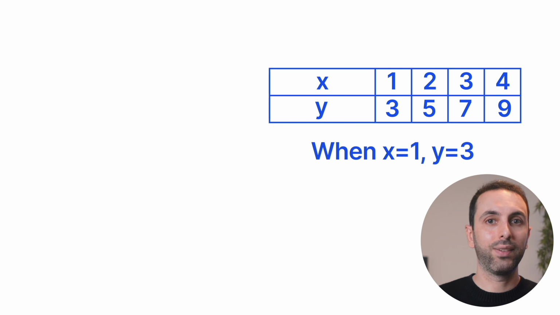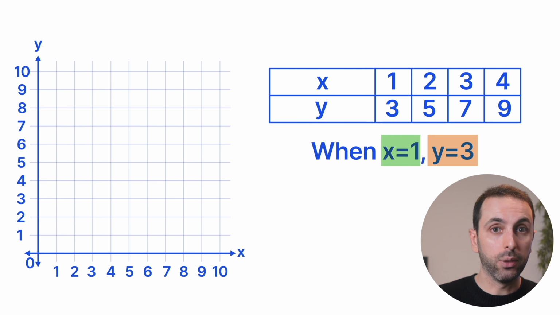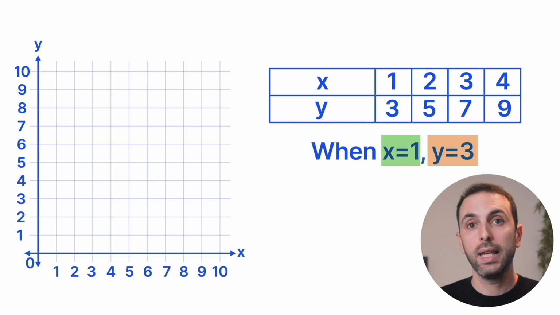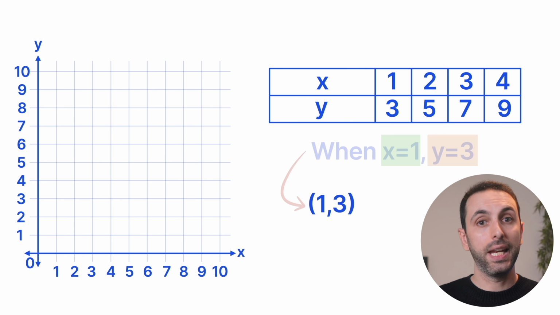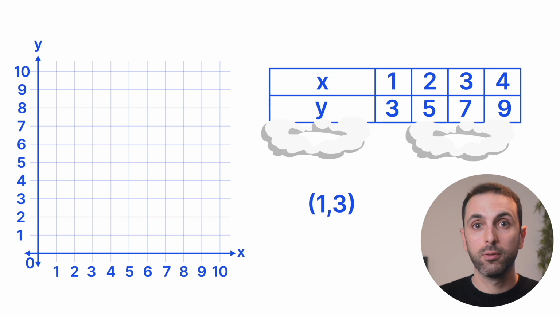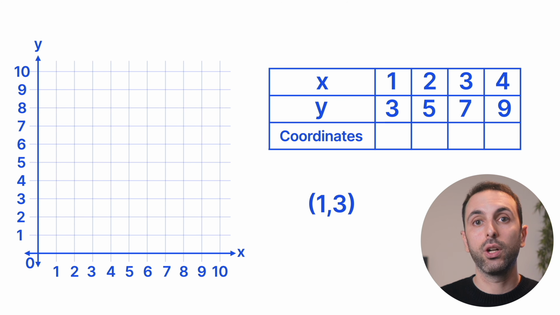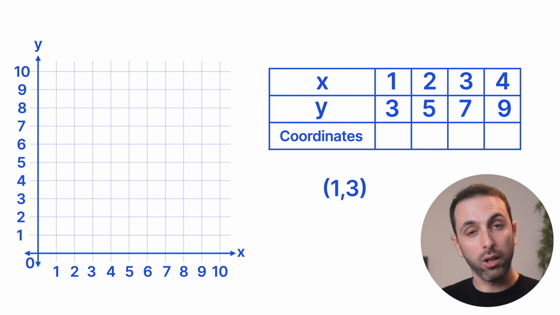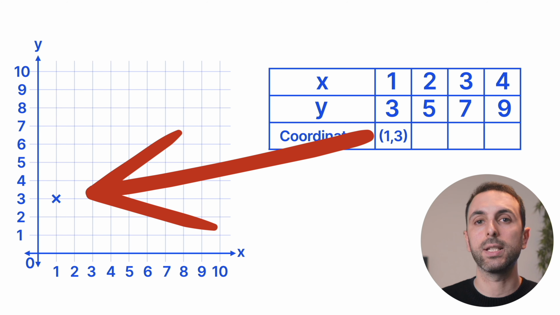These values are essentially paired together. And the way that we will pair these values is in the form of a coordinate. That coordinate will be 1, 3. I'm going to make an additional row in our table, title it as coordinates, and write down what the coordinates actually are for the remaining columns. I'm now going to plot 1, 3 on the XY axis.